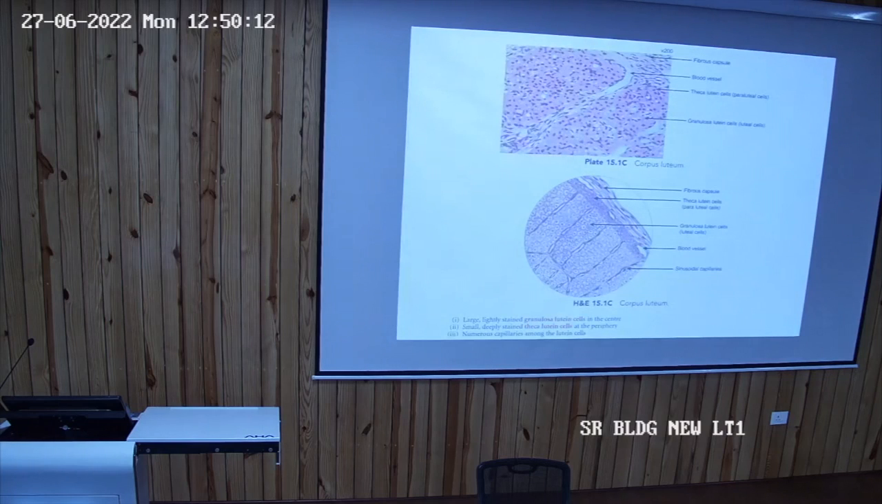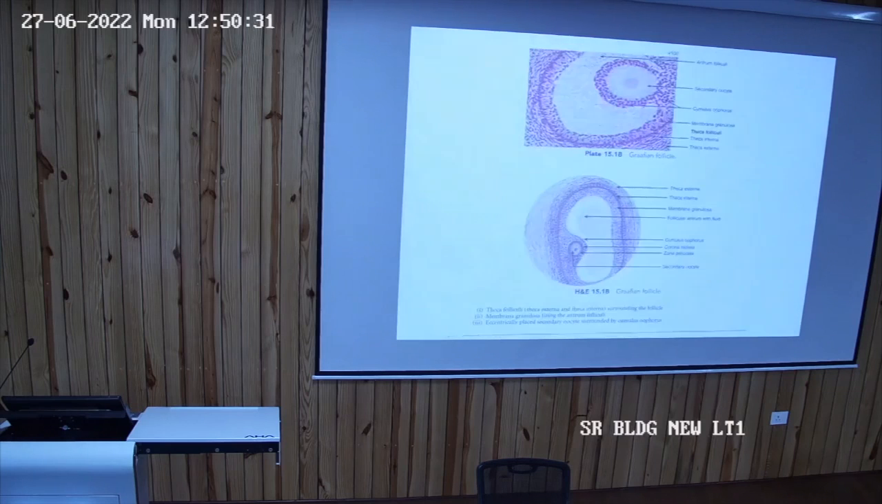Corpus luteum. I will focus the slide where you can see all types, maximum stages, of atretic follicles, the Graafian follicles, corpus luteum. And there is one more part: the atretic follicle completely shed off and the whitish mass remains. That is called corpus albicans.